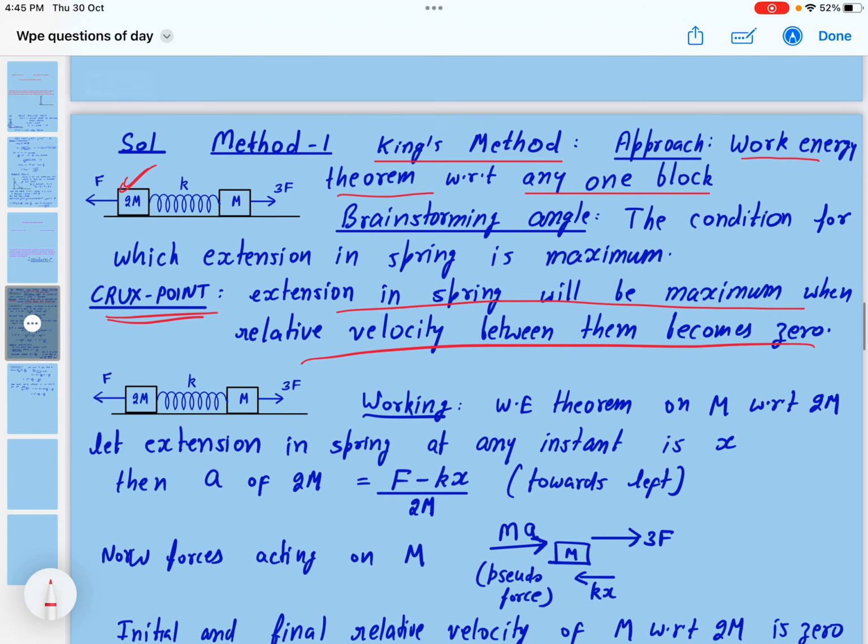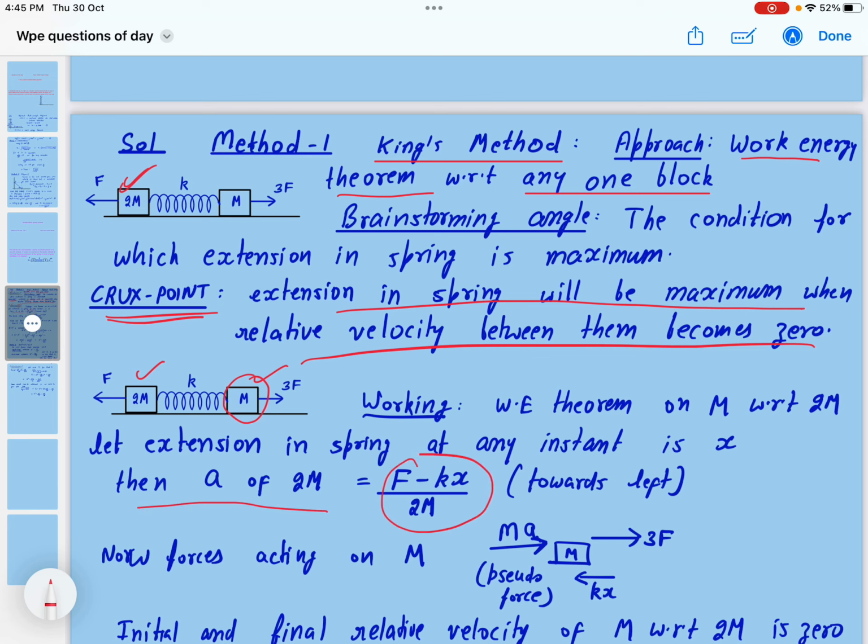So in the working part, we are writing the work energy theorem with respect to any one block. So now I'm choosing block m, right? On block m, I'm going to apply the work energy theorem with respect to 2m. So with respect to 2m means first we need to see the acceleration of 2m at any instant. So the acceleration of 2m at any instant, I can write as (F minus Kx) divided by 2m, right?